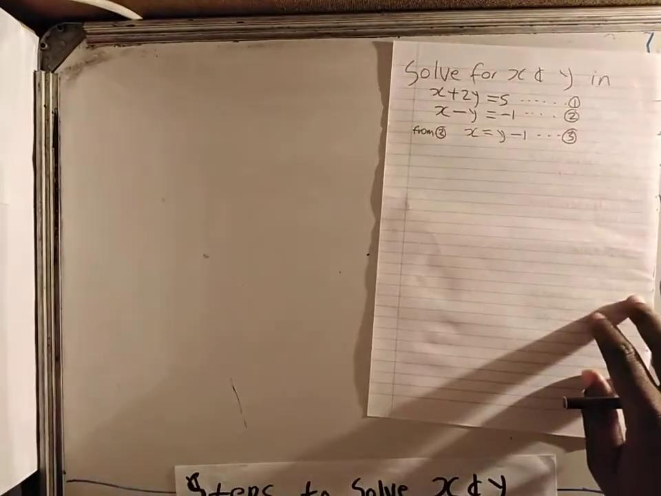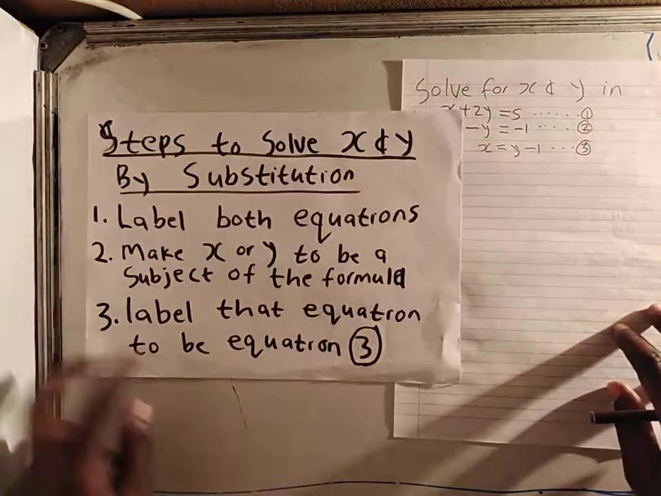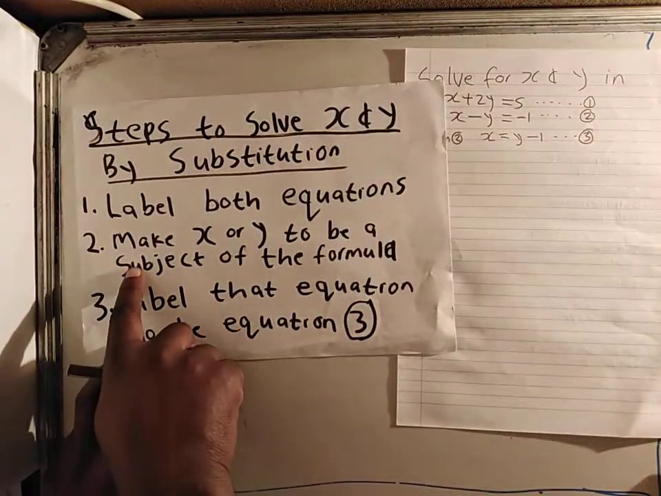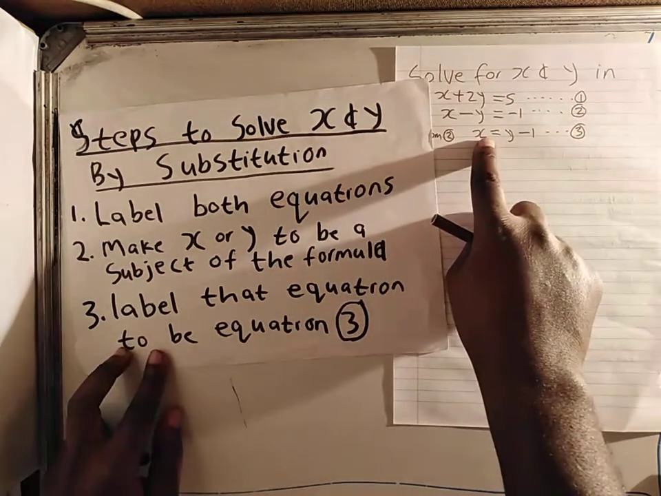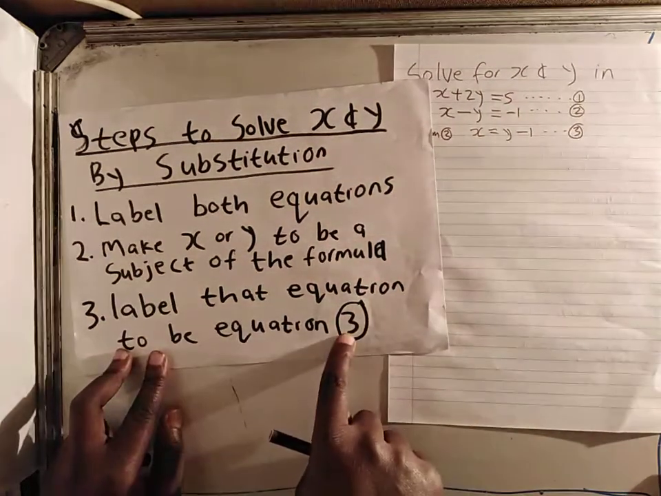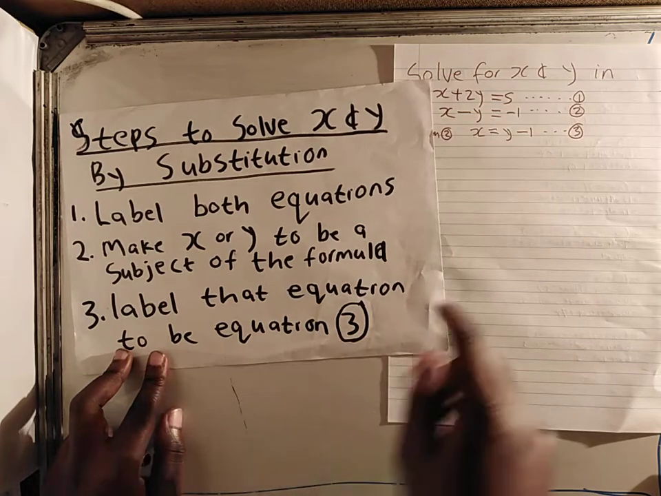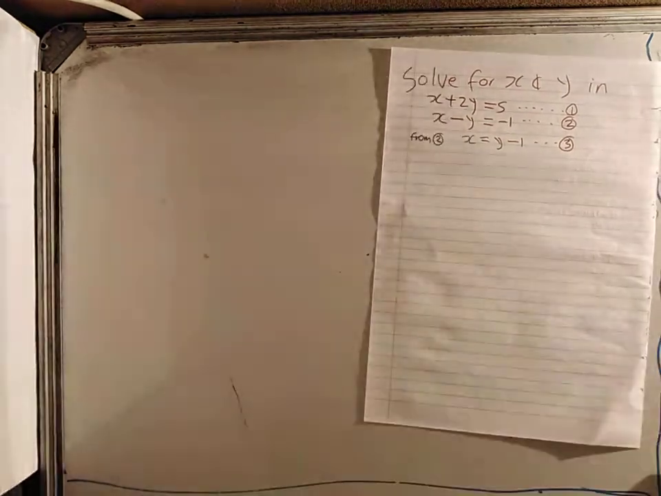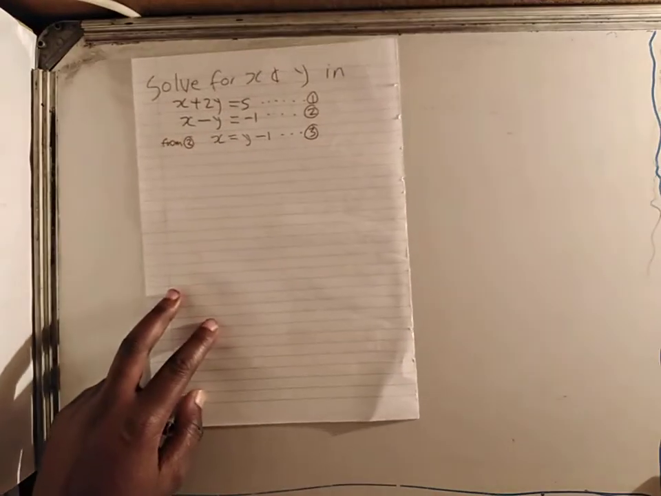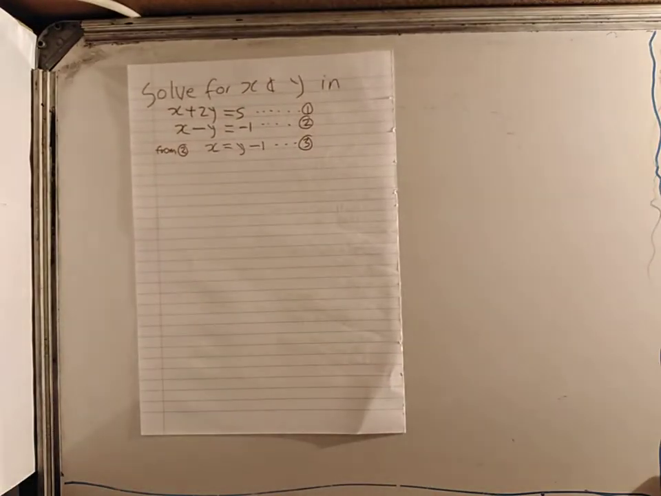Now that is step number 3. After making this such a formula and labeling it number 3, step number 3 is gone. All right, so I'm remaining with 3 more steps. Okay, so what do I do next? I've done 3 steps already. Let's see.